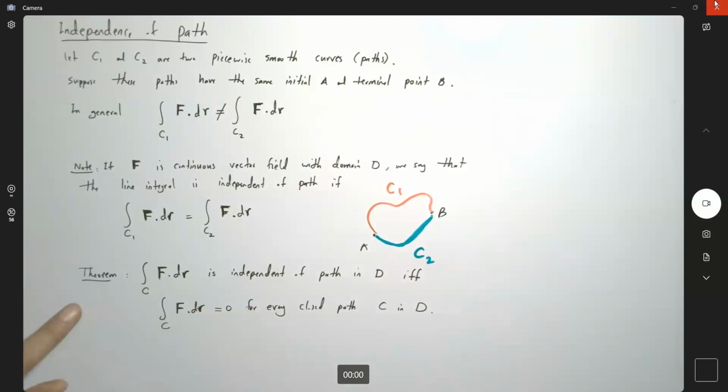Very good. So now you have a nice condition to check to see how we can say that it's independent of path. So if it's not 0, then you're going to say that it is not independent of path. It depends on the path.